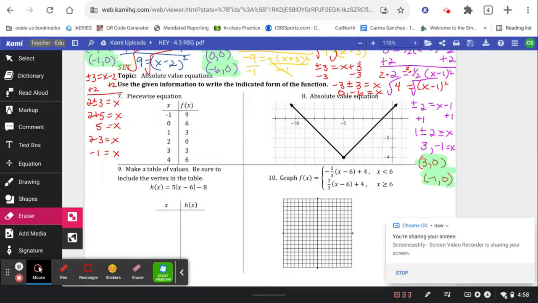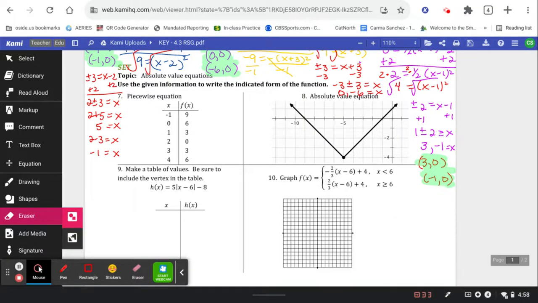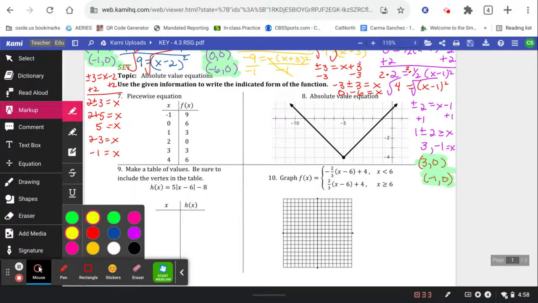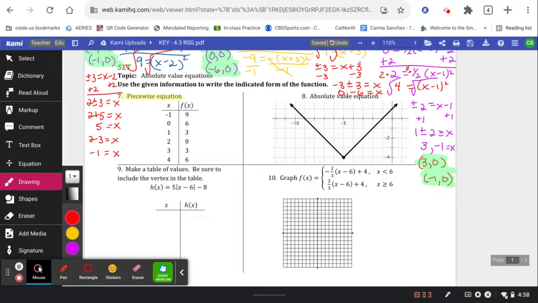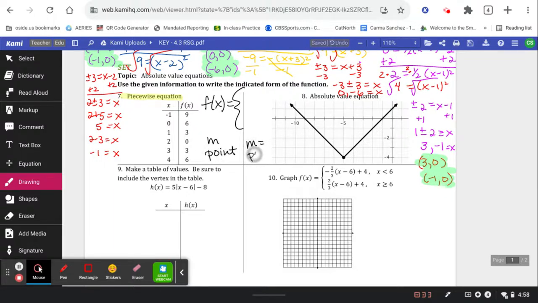All right, for these four for the set, they're asking us to write the indicated form of the function. So in number 7, if you can squeeze in based on my work from the last one, they're asking us to write the piecewise for this. So I'm going to go ahead and write it over here. F of x equals, and we want two functions where for piece number 1, we need a slope and we need a point. And piece number 2, we need a slope and a point.